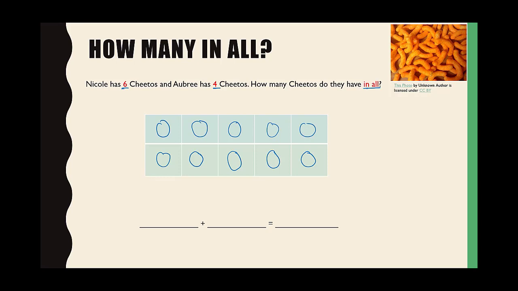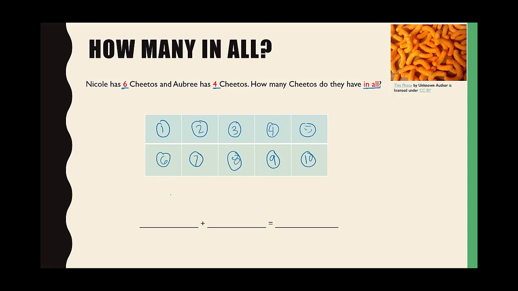And then I'm going to go ahead and count how many I have. How many Cheetos are there in all? 1, 2, 3, 4, 5, 6, 7, 8, 9, and 10. So together they have 10 Cheetos in all. So now I'm going to write my addition sentence.